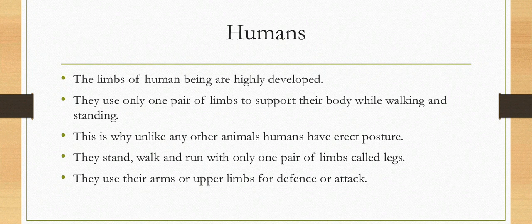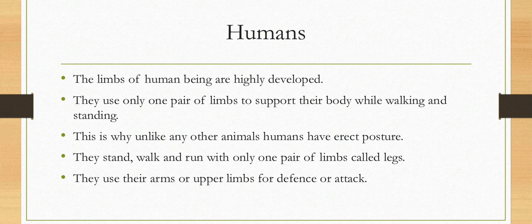We have that straight posture because of this structure. We stand, walk, and run with only one pair of limbs, the lower limbs called legs. Again, we stand, walk and run with only one pair of limbs called legs. So this is an advantage for us.